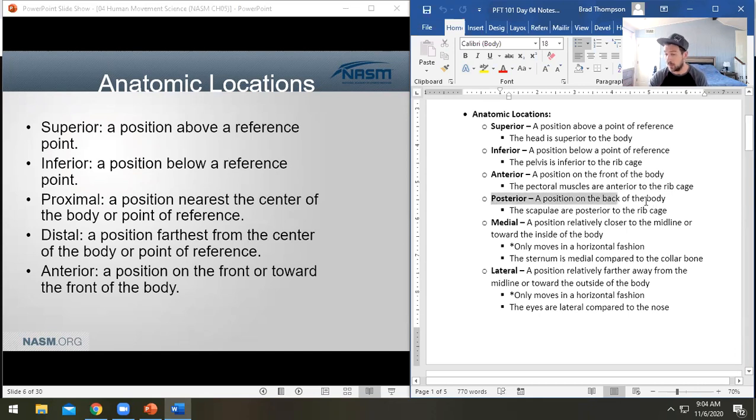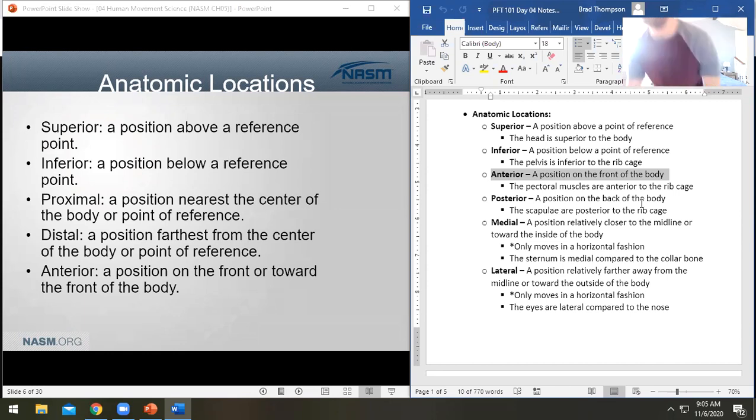Your hamstrings are posterior, your quadriceps are anterior. And in the arms, which a lot of times we stand with our palms facing us, well, in the anatomic position, which is this, the biceps are anterior and the triceps are posterior.